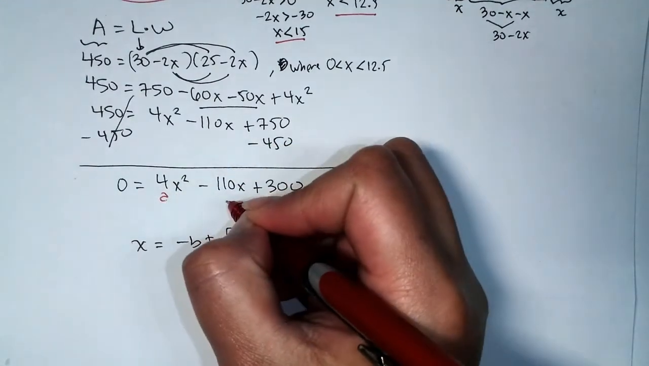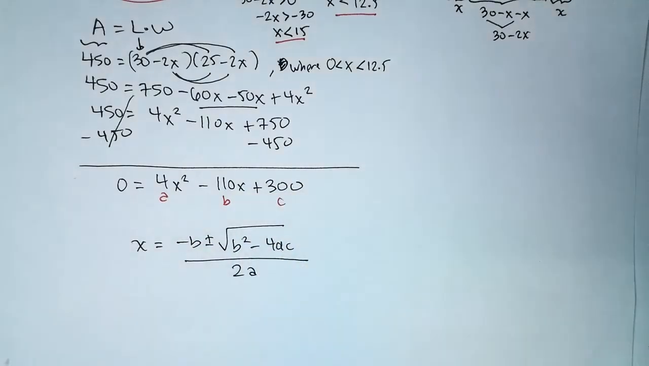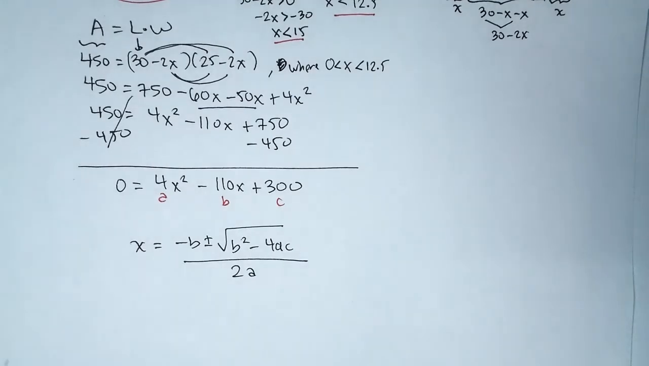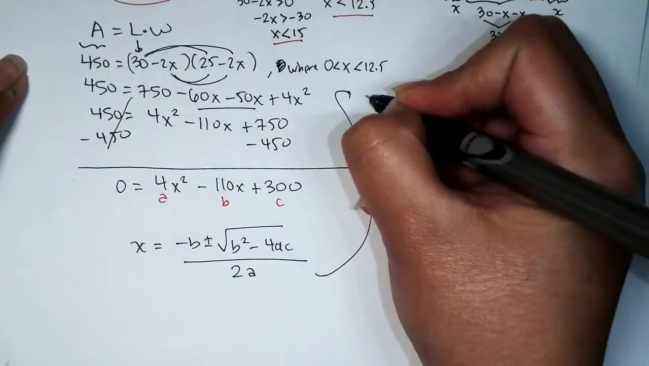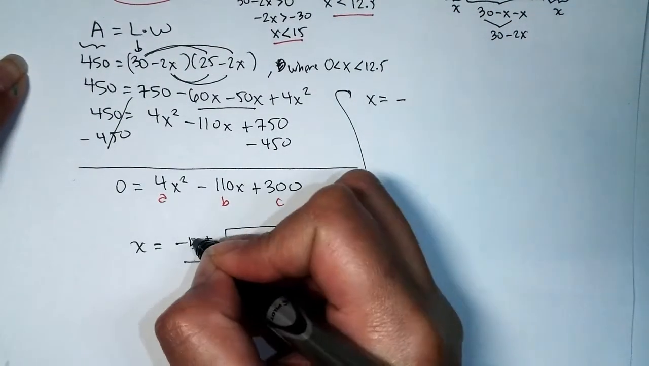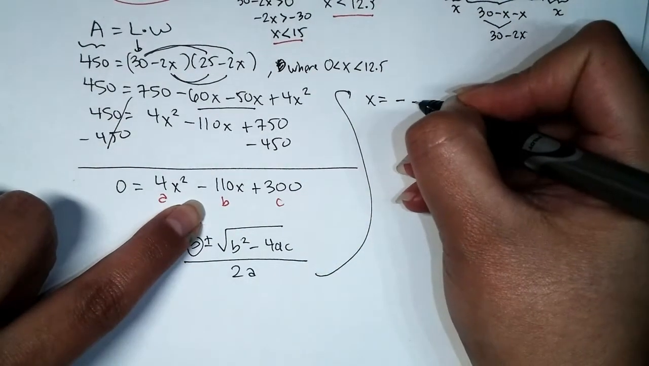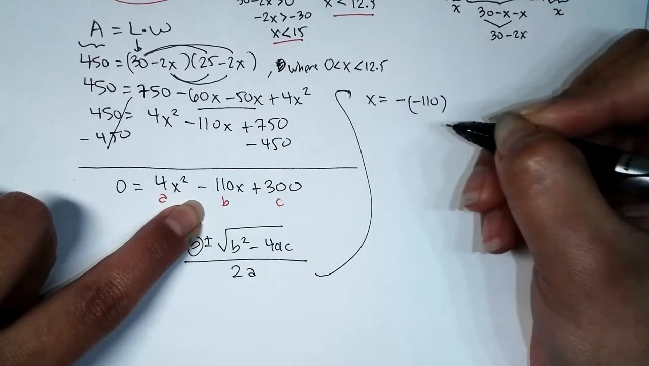We nailed the formula. Let's identify a, b, and c for our peace of mind. Leading coefficient is 4. That's our a. Coefficient of the middle term is negative 110. That's our b. Constant term is 300. That's our c. So let's go ahead, plug and chug. So we have x equals opposite b. Value of b is negative 110. And you know that I like to use both hands.